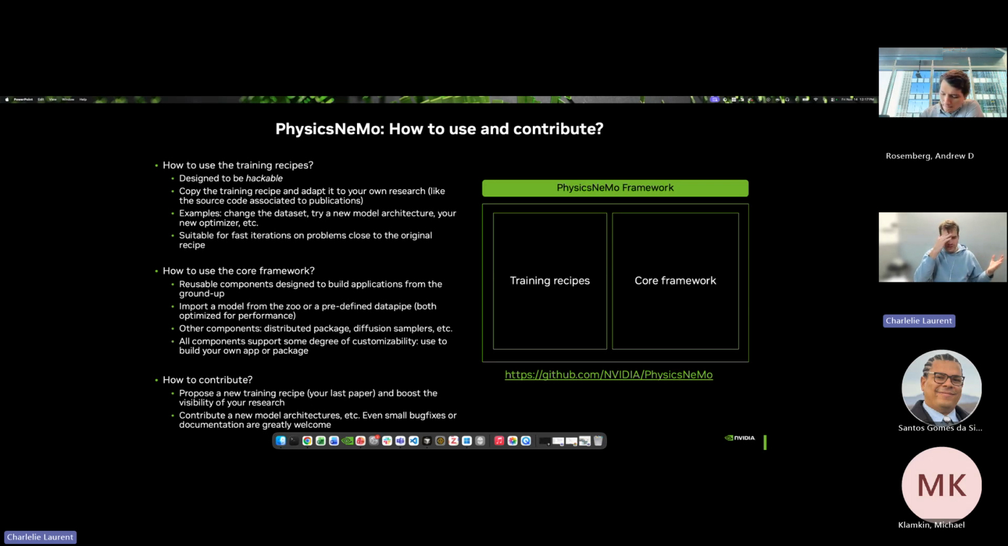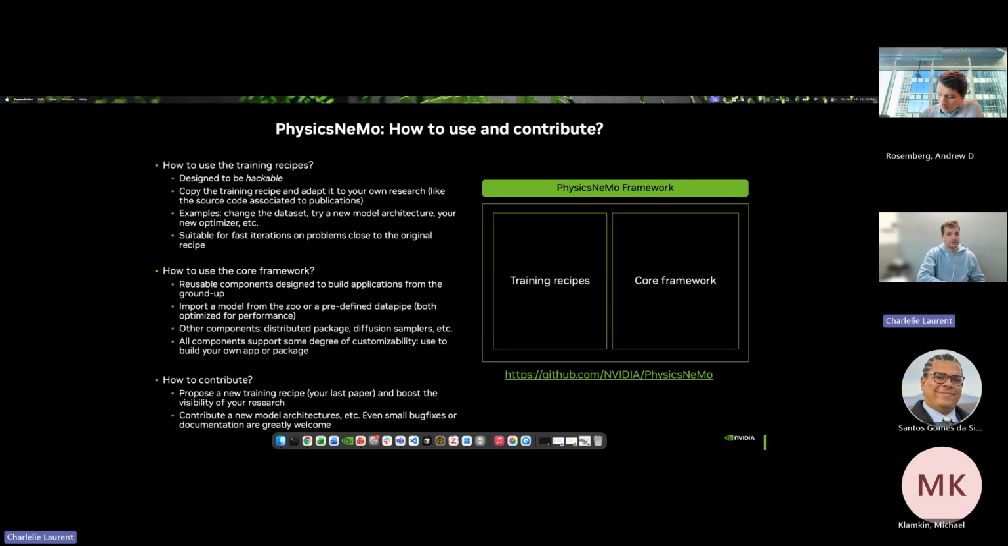And there are other components you can import and reuse. I mentioned the distributed package, in particular the domain parallelism with ShardTensor. There are a bunch of samplers for different models. So there are a lot of utilities for different models that can be reused out of the box. This is different from the training recipes: it is to build your own applications or research code from scratch.